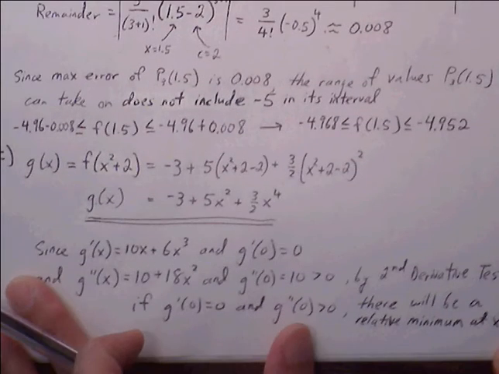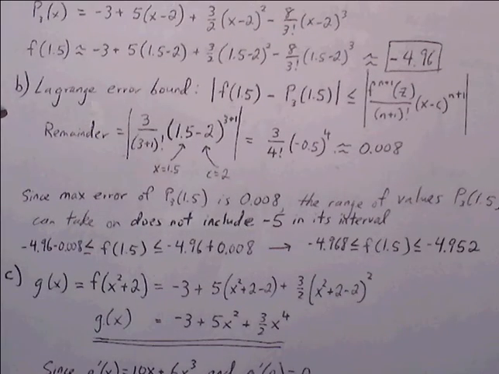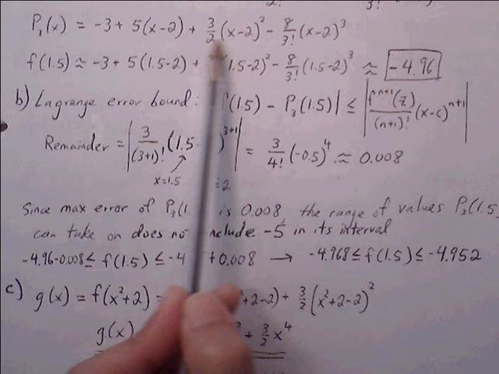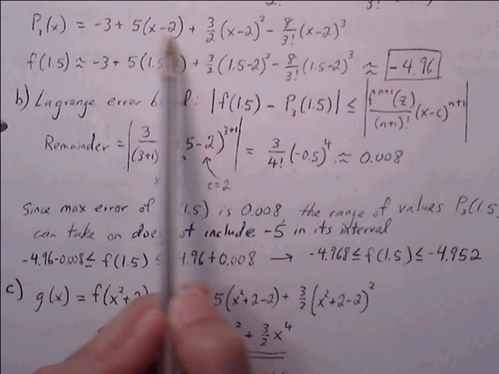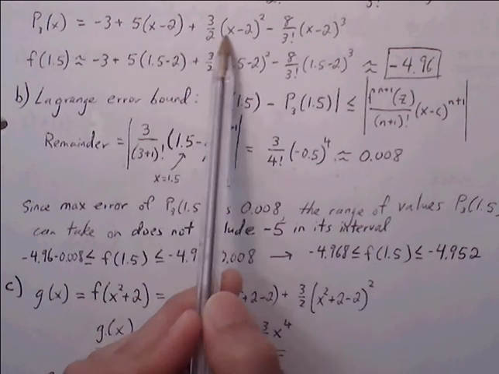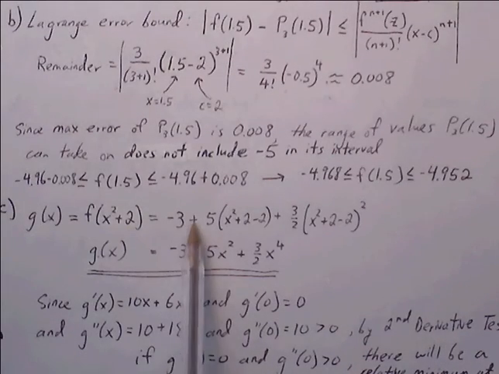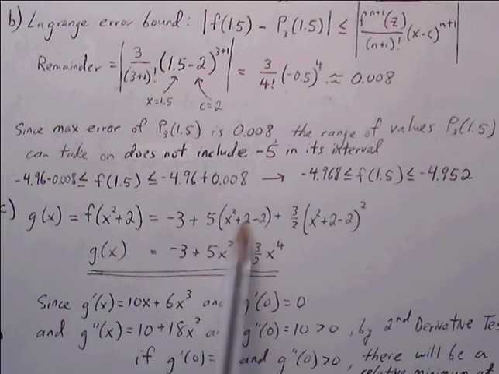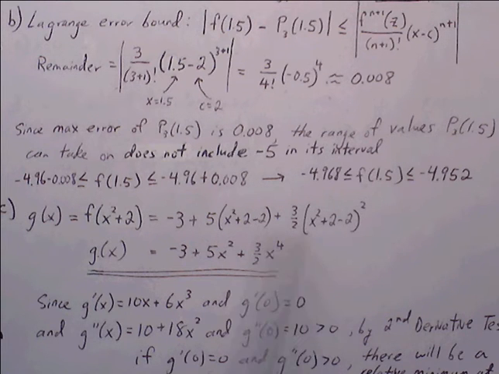Okay. So here is f of x. Here's my Taylor polynomial, so I know this represents f of x. Then f of x squared plus 2 would just mean that I'm going to take every x and replace it with x squared plus 2. So when I do that, I get -3 plus 5 times x squared plus 2, and then I have -2 times x squared plus 2 minus 2, squared. And if we clean all this up, we should be able to arrive at the fourth degree polynomial.